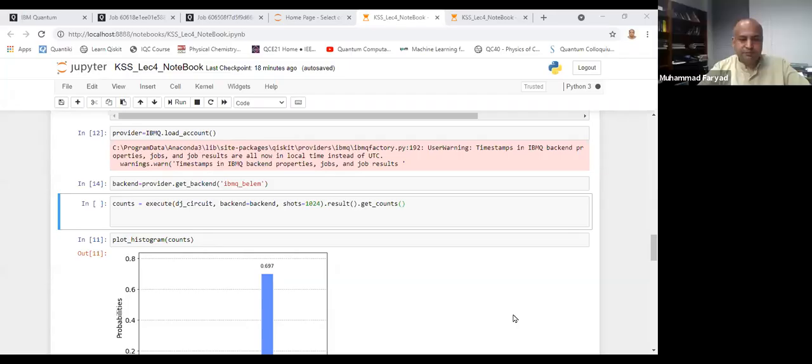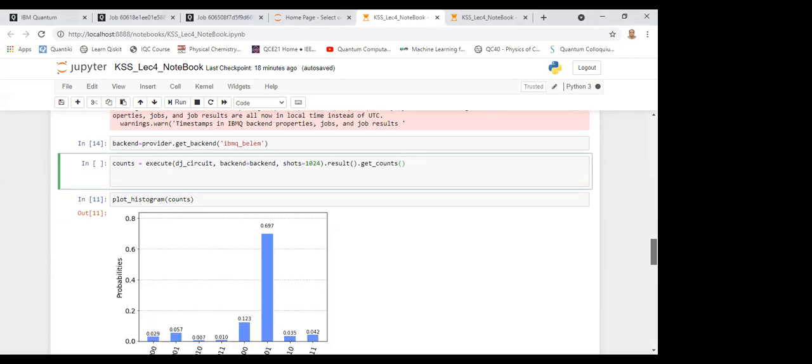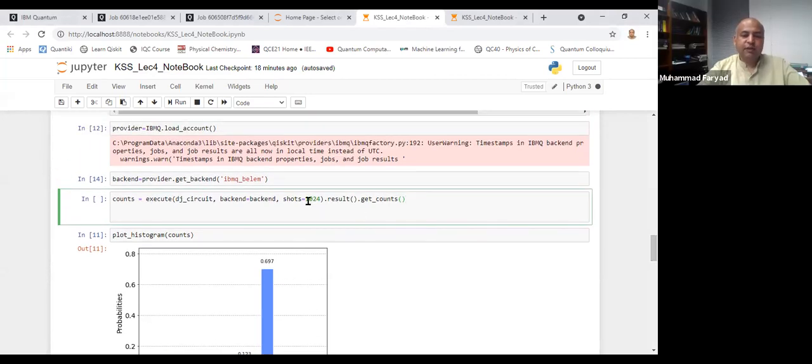Assalamu alaikum, sir. I have a question. Walaikum Assalam. Sir, how many shots did you mention while running this simulation? While running on the real quantum computer, it was almost 1024. Can you please share your Jupyter screen? I have a question about that. Yeah, it's 1024 shots. So I ran it for 1024. There's no specific reason. I think you can go up to almost 8,000 shots.